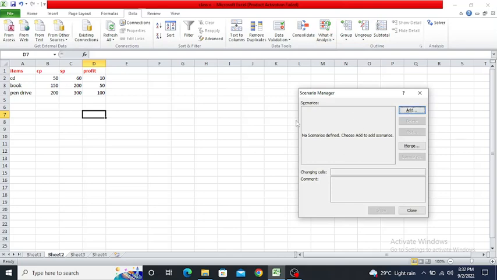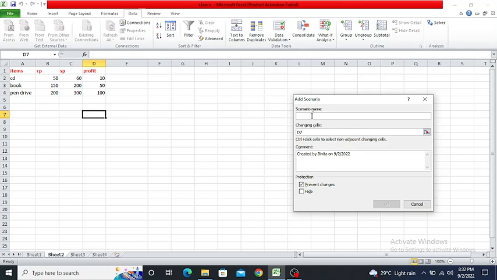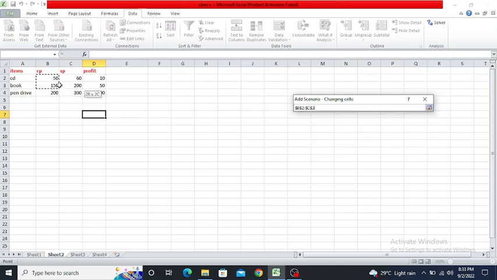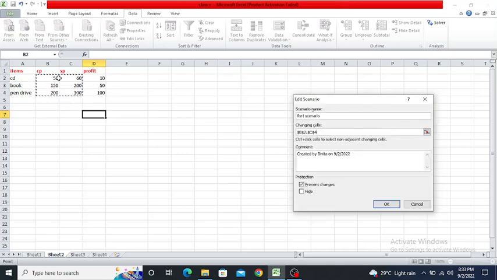Then in the scenario manager dialog box, click on add. Then you have to give a scenario name. Suppose I am giving here first scenario. Then I have to select the cells. Changing cells means I have to select the cell ranges which I want to change in the scenarios. So the selling price and the cost price cells I want to change. So I will simply select these two cells and then I will click OK.